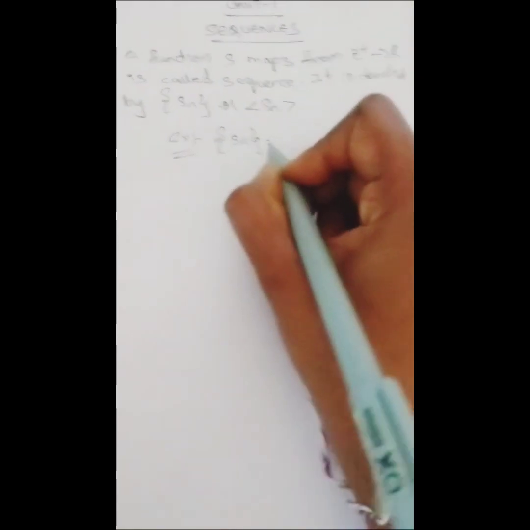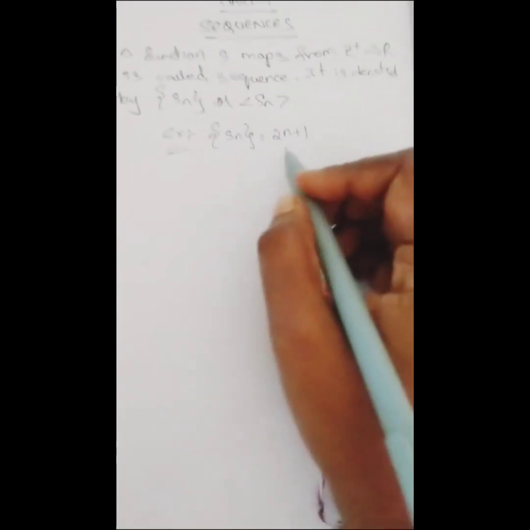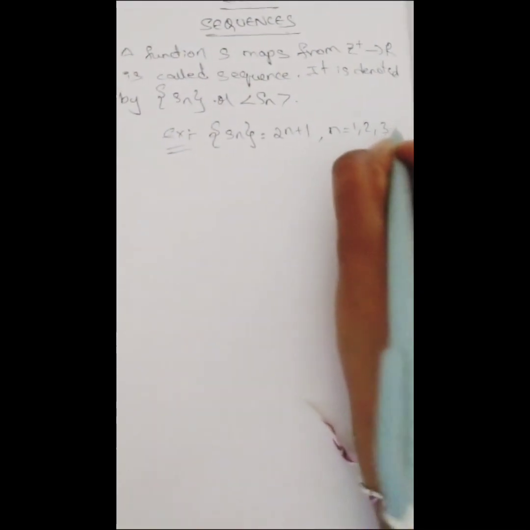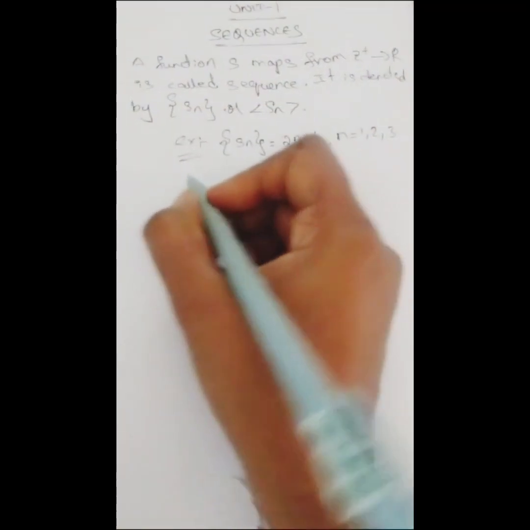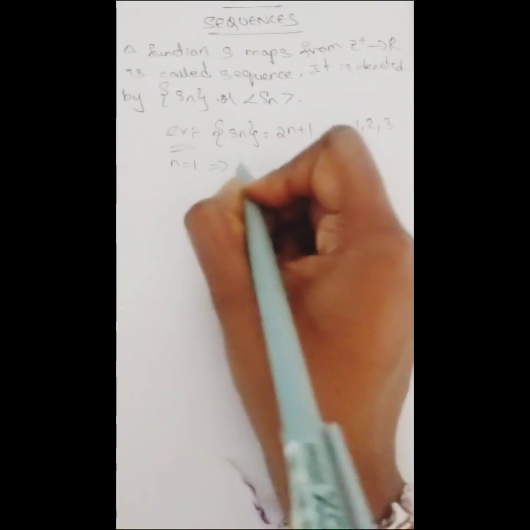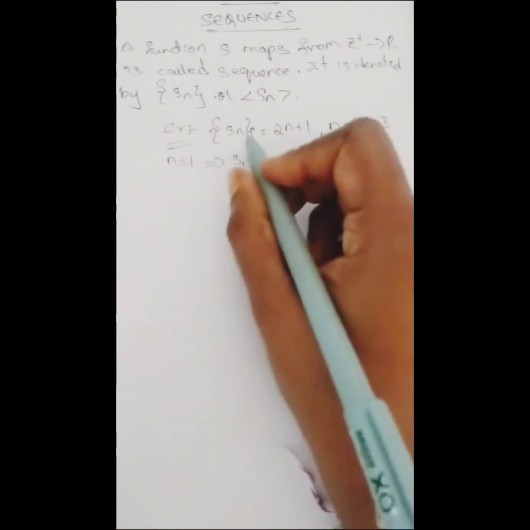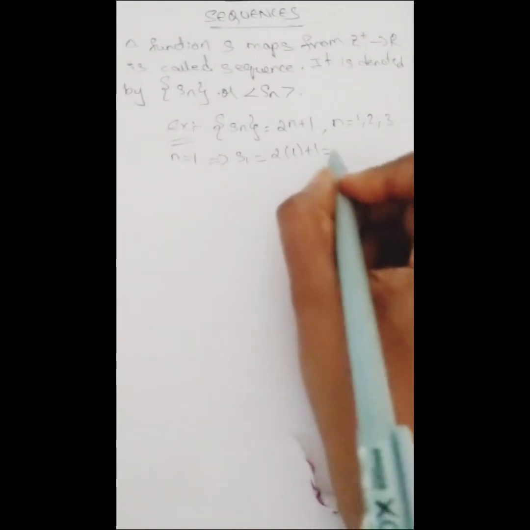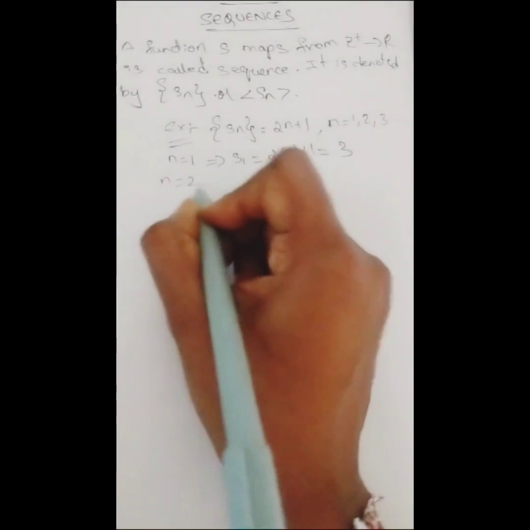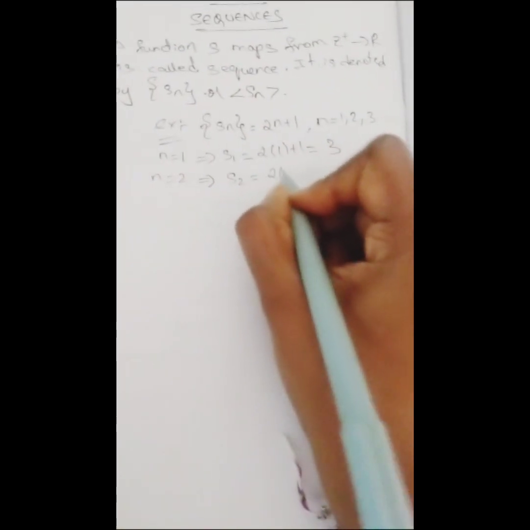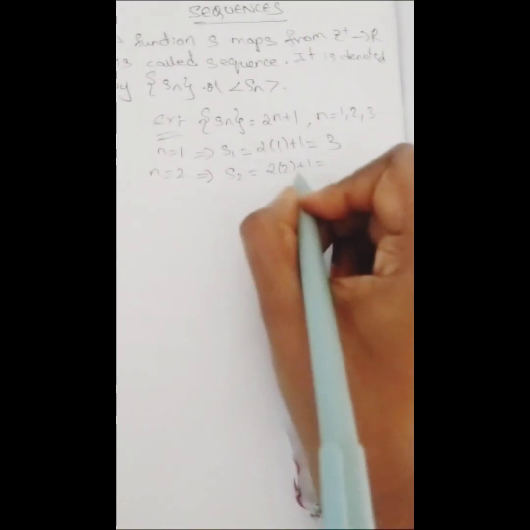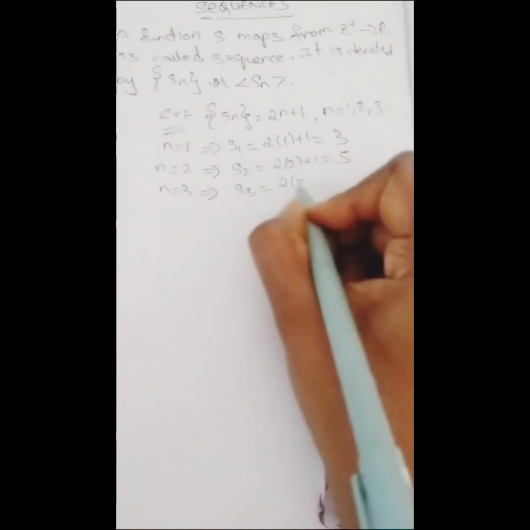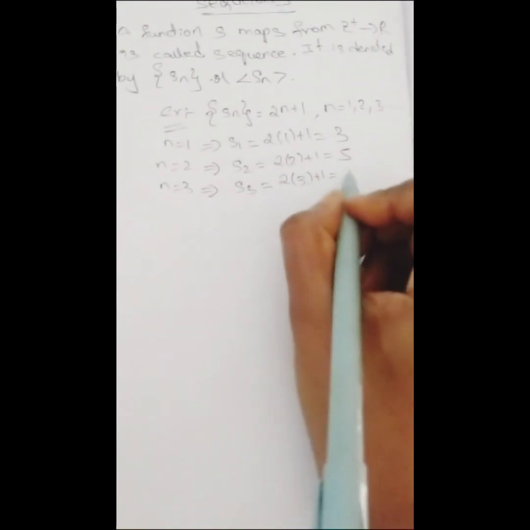Let the sequence Sn equal 2n plus 1, and n takes the values n equal to 1, 2, 3, and so on. You can take as many values as you wish. For n equal to 1, s1 equals 2 into 1 plus 1, which is 2 plus 1, so 3. Next n equal to 2: s2 equals 2 into 2 plus 1, which is 4 plus 1, so 5. For n equal to 3, s3 equals 2 into 3 plus 1, so 6 plus 1 is 7.